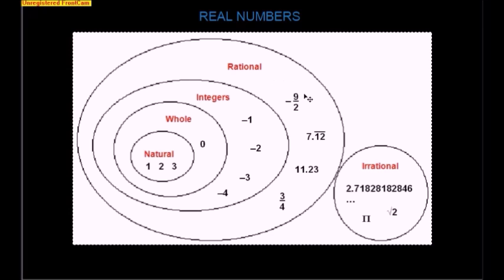Rational numbers are in the form of p by q, that is numerator upon the denominator, where denominator is not equal to 0. A few examples of each type of number are given to you. We have irrational numbers, and a few examples are given here like root 2, pi, 2.71828182846 and so on. The whole system together is known as real numbers.